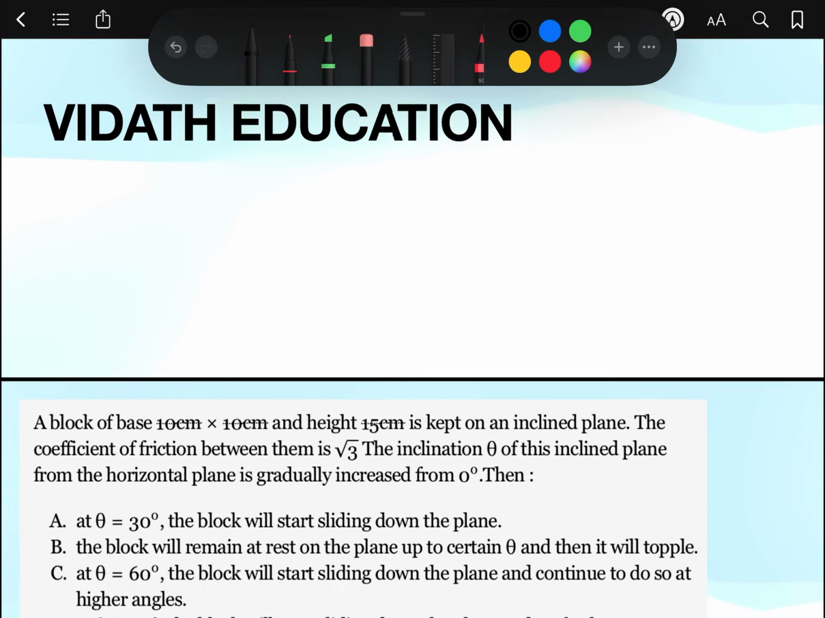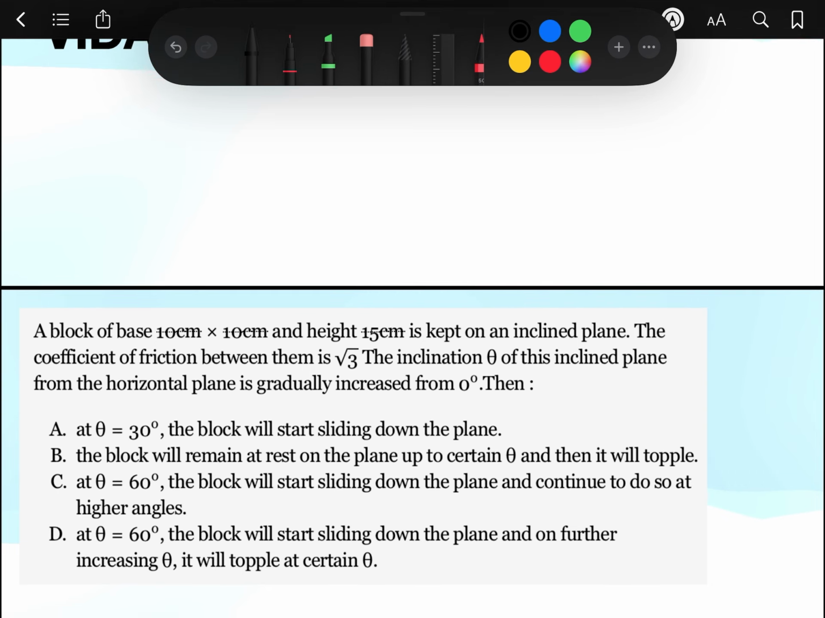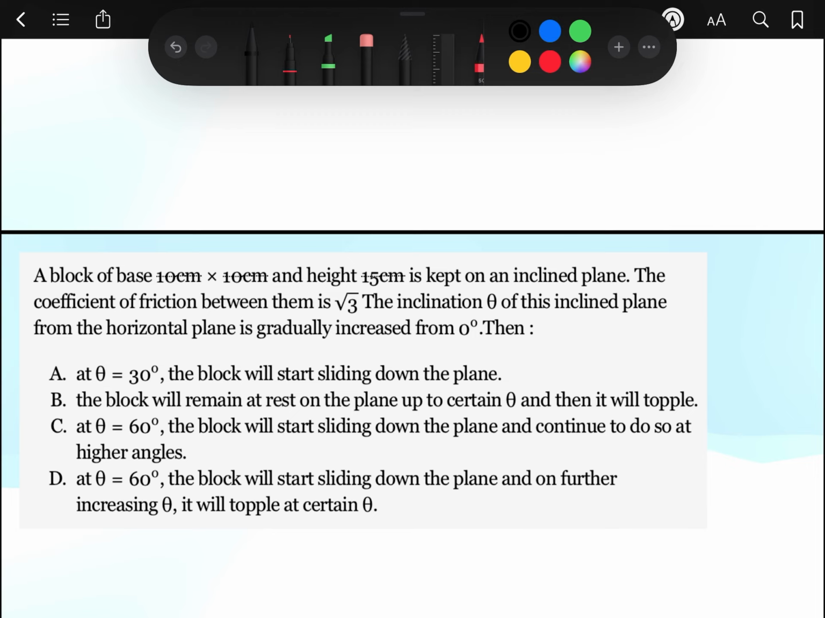So here is another question from IIT JEE PYQ. The question is from the chapter friction. A block of base 10 cross 10 centimeter and height 15 centimeter is kept on an inclined plane. The coefficient of friction between them is root 3. The inclination theta of this inclined plane from the horizontal is gradually increased from 0 degree.